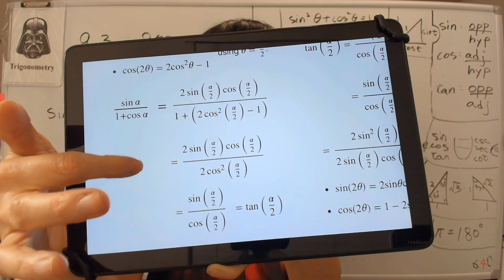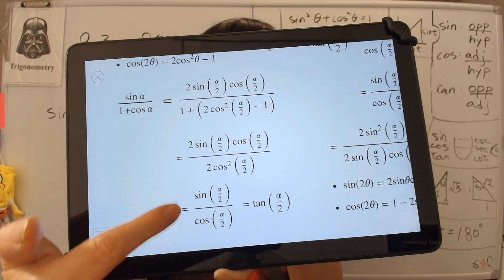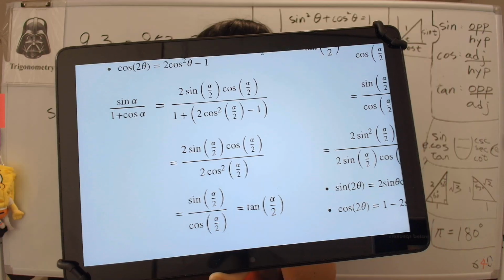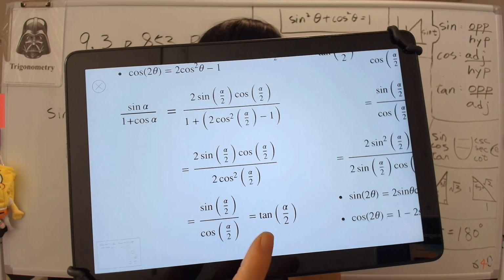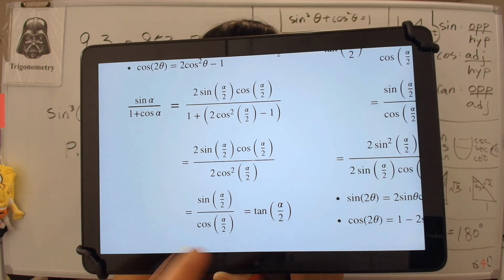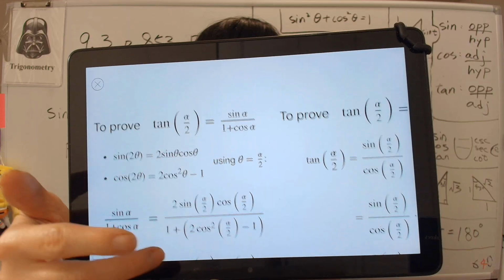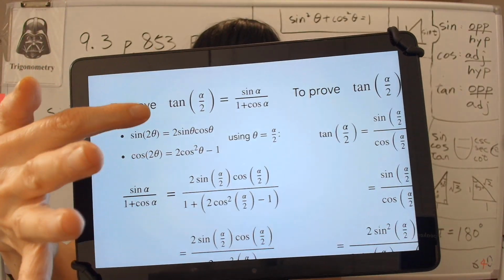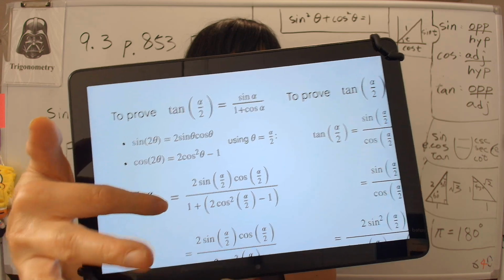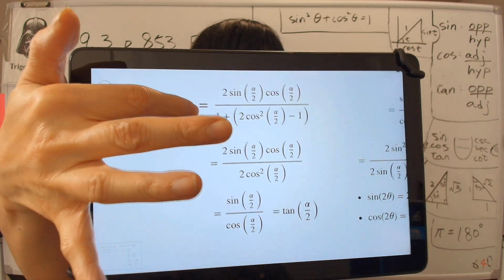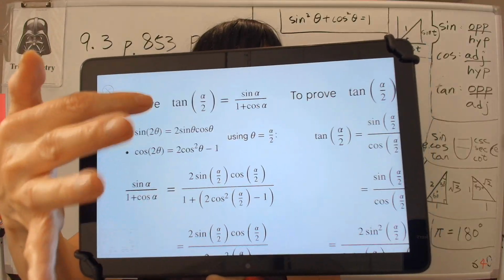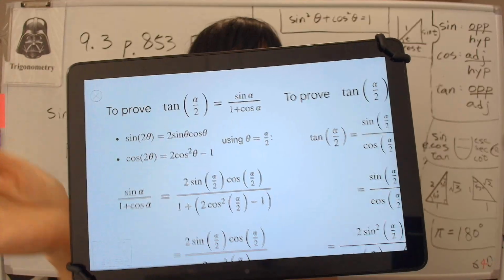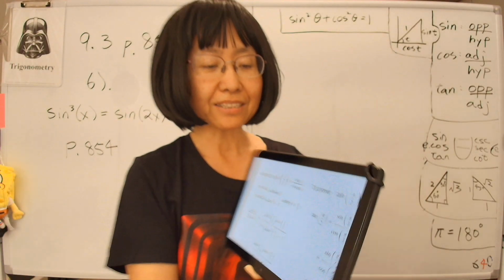What we have left is just sine alpha over 2 over cosine alpha over 2, which is exactly tangent alpha over 2. And tangent alpha over 2 is exactly what we were trying to prove before. That is, we started on this side and worked our way over to here. And that is the end of the proof of the half angle formula. All right, so far so good.